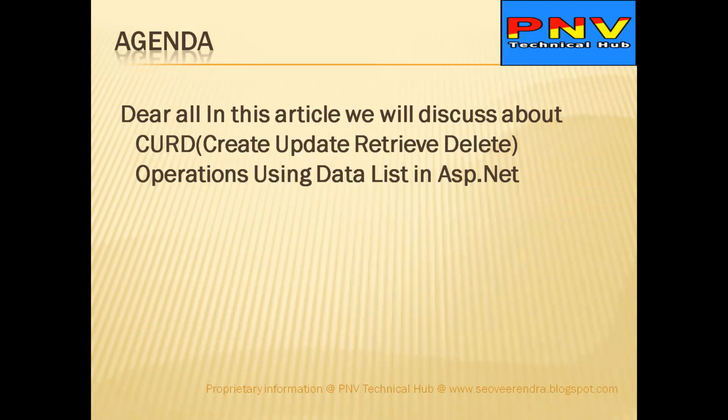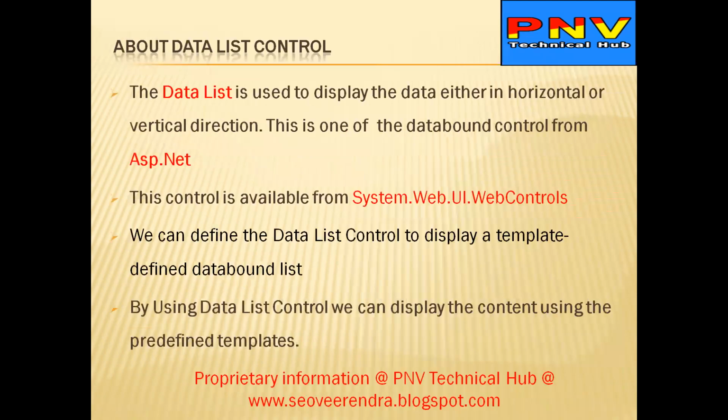Basically, data list helps us to provide the data in either vertical or horizontal direction. This is one of the data bound controls available in ASP.NET. One of the most common use cases with the data list is that we can display the data in either tabular format or non-tabular format, in a vertical direction or horizontal direction.